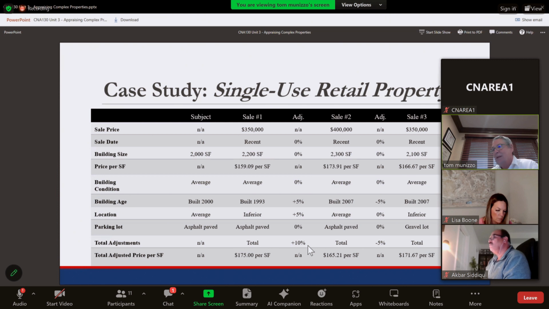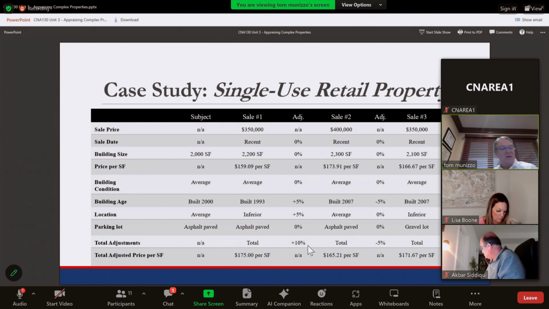Okay. And when you look at it, it says plus 10. So if you take 159.09 times 0.10, that gives you 15.9. And basically that will round up to exactly 175. Because if I take 15.9 plus 159.09, that comes to 175, right on the dot.